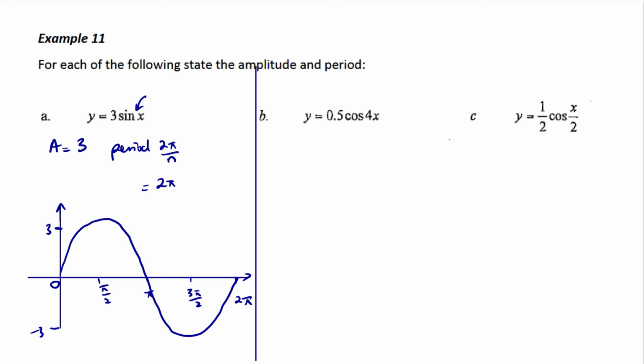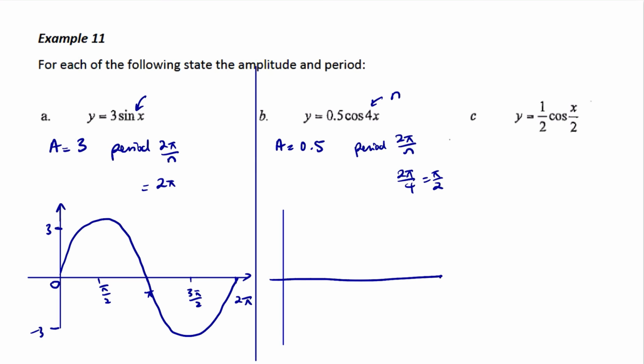For part B, the amplitude is the number in the front. In this case, it's 0.5. And the period, as we said, is 2 pi on n. In this case, n is 4. So that'll be 2 pi on 4, which is pi on 2. Now, how does that affect my values? I'll show you as we graph it. This time, that means one cycle is going to go for pi on 2 rather than 2 pi.